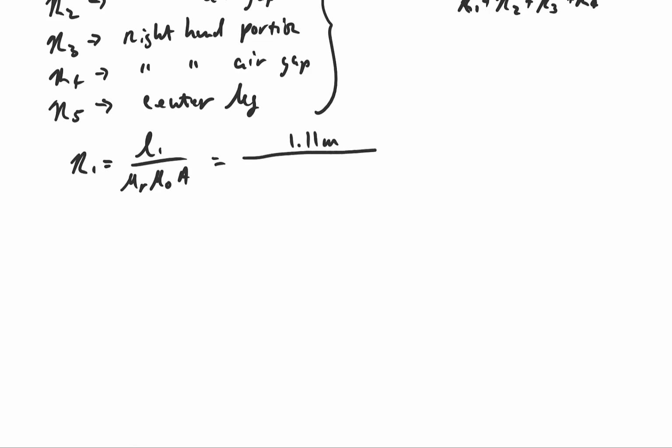Okay, and this is going to be 1.11 meters divided by 1500 times 4 pi times 10 to the minus 7 times 0.07 times 0.05.